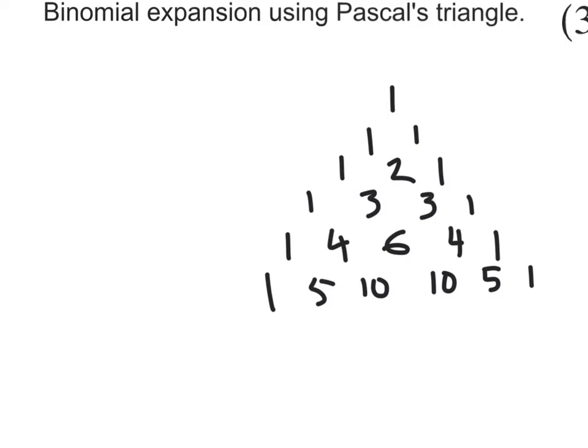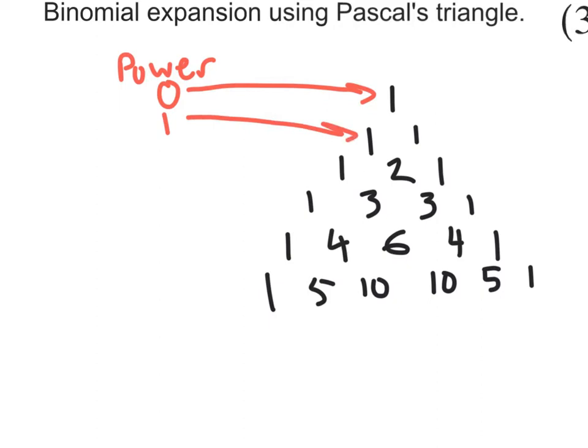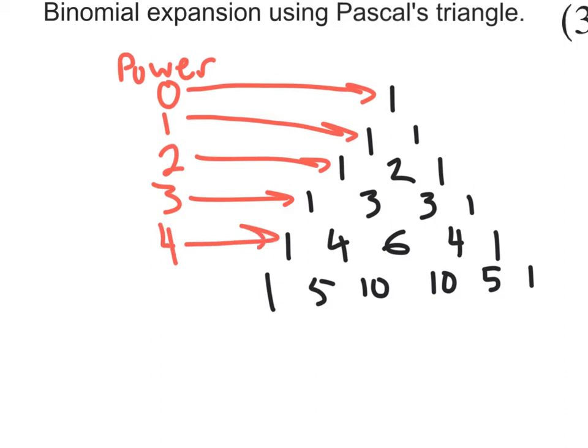Let me write this on the side. Anything to the power of 0 is going to give me the answer 1. Anything to the power of 1 is going to give me that row right there. The power of 2 is going to give me that row right there, 1, 2, 1. Power of 3 is going to give me 1, 3, 3, 1. Power of 4 is 1, 4, 6, 4, 1. Power of 5, and so on and so on. You could keep going forever.